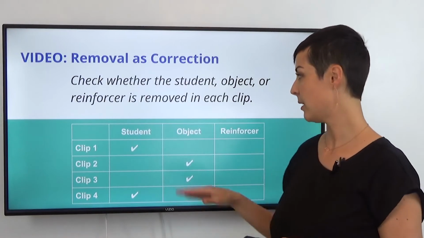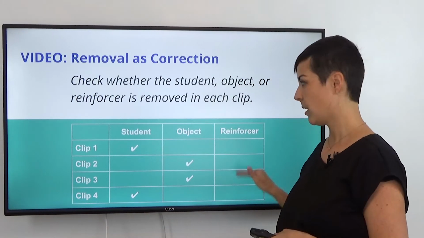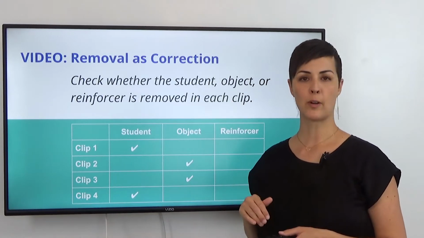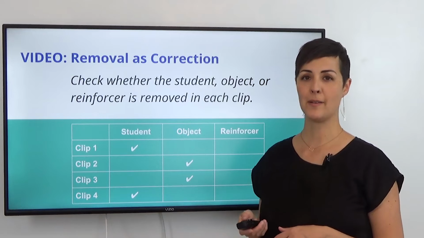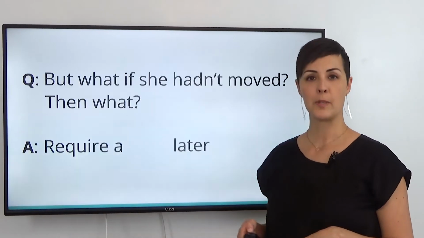Okay, so did you see that it was student, object, object, and student removed in each of those clips? Again, I'm not commonly removing reinforcers, but when I do, I'm just combining it with a vocal correction. What I need changed.